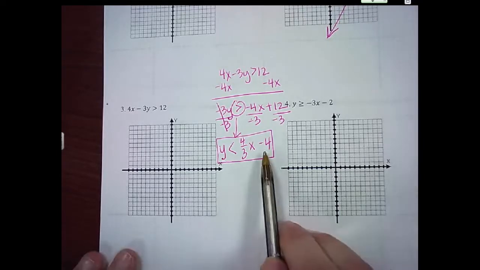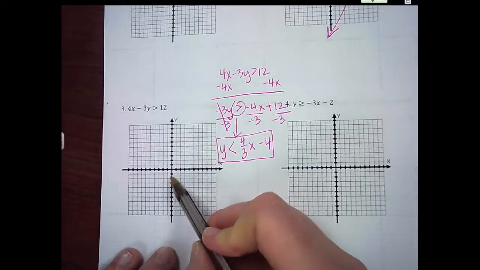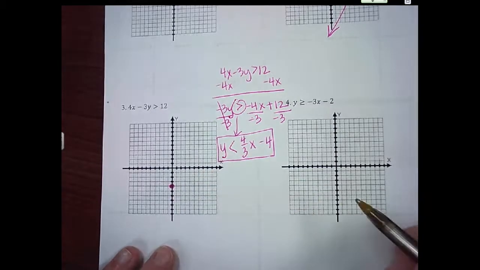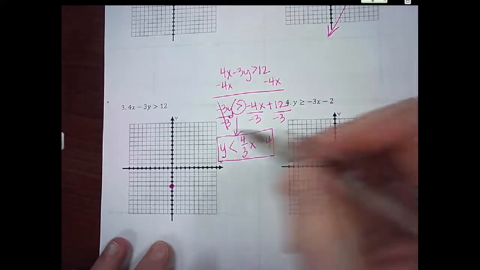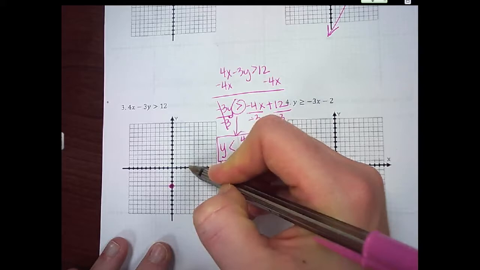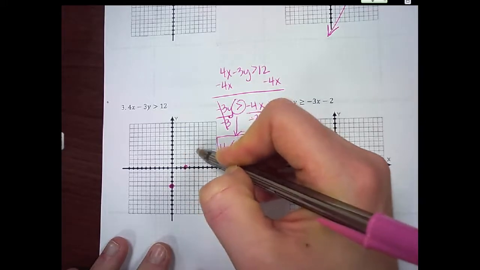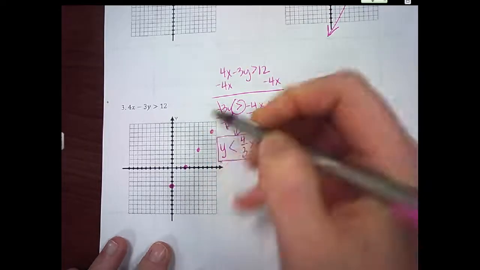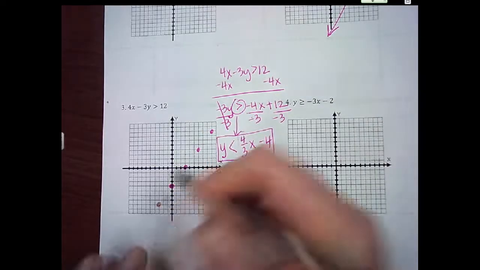Now I want to graph this line, the same way you graph a regular line. Start at negative 4 on the y-axis: 1, 2, 3, 4. Okay, here's my slope. Up 4 over 3. So from this point, I'm going to go up 4, right 3. Up 4, right 3. Up 4, right 3. I'm going to do one more this way. Down 4, left 3. Okay?